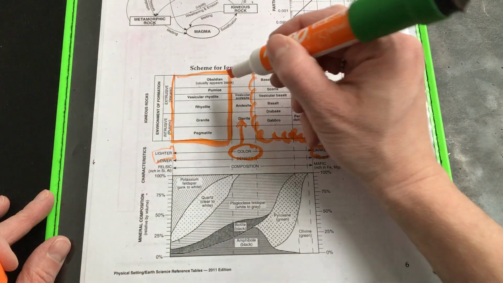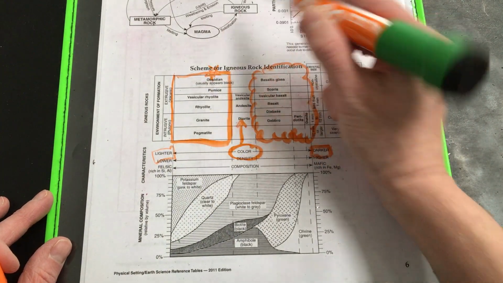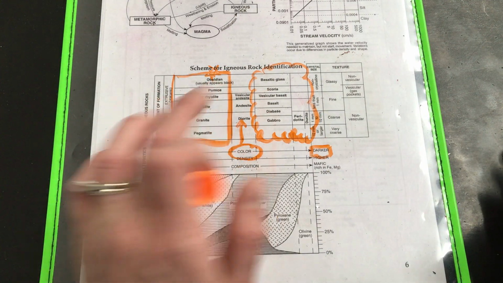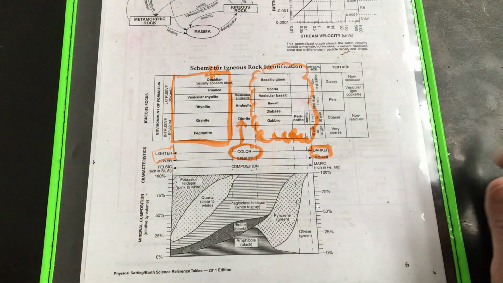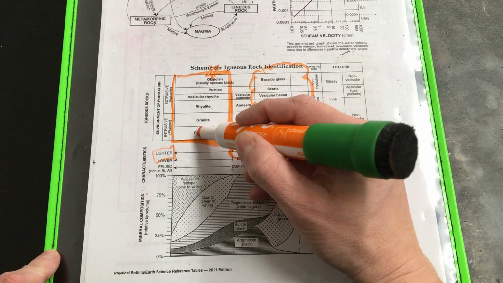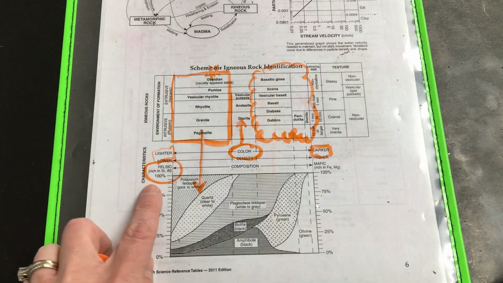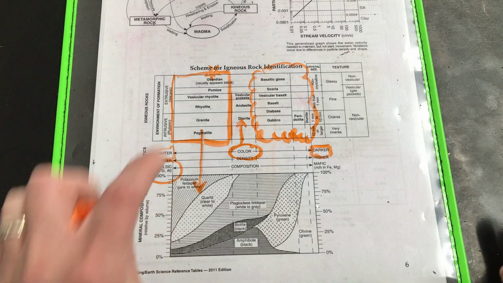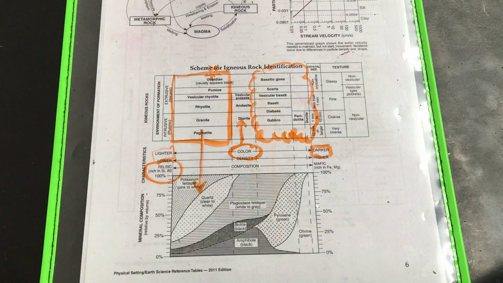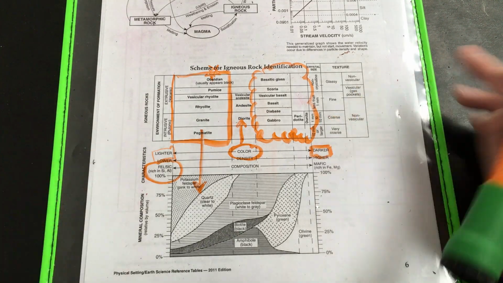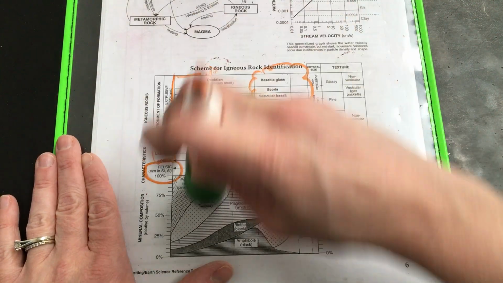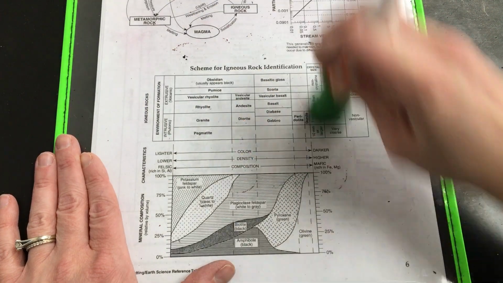The only exception, hopefully you noticed already, is obsidian. Obsidian usually appears black. So you might ask, why is it on this side of the chart? Because it is following this composition. It's felsic, it has silicon and aluminum in it, so it goes on this side of the chart. So let's put both the texture and the color together to identify our igneous rocks.